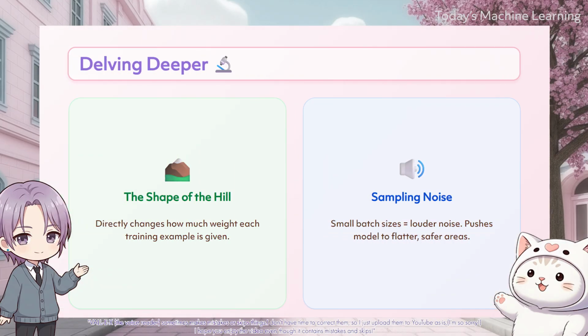Let us delve deeper into this, because it is super important. The researchers proved that the curvature of the loss function plays a direct role in the prediction. It is not just about the model sliding down a hill to find the lowest error. The shape of that hill directly changes how much weight each training example is given. And for stochastic methods, they found that sampling noise, which comes from looking at only a few examples at a time, interacts with the curvature. If you use a very small batch size, the noise is louder, and it pushes the model to find flatter, safer areas in the landscape.